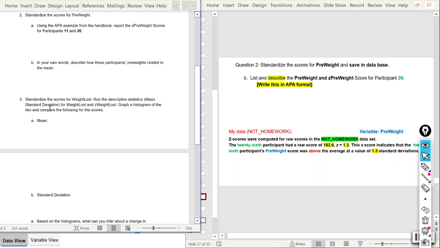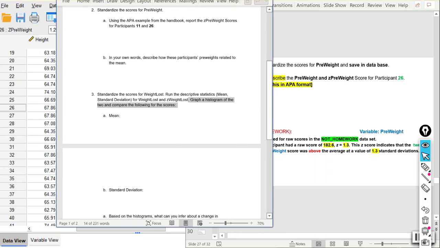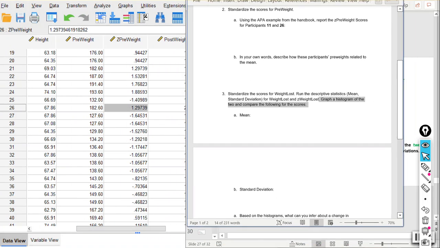So standardize the scores for weight loss, run the descriptive statistics for weight loss, and then Z represents the standardized weight loss. So we're going to run the descriptives for the raw weight loss as well as the standardized weight loss. And then we're going to make a graph, a histogram of this. So let's go ahead and do that.